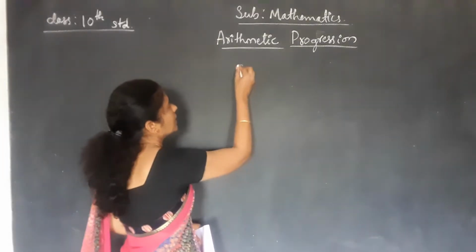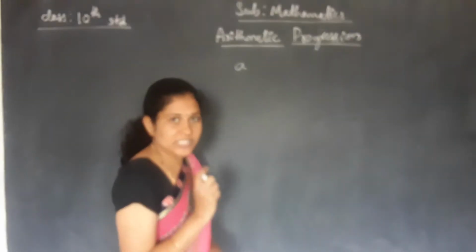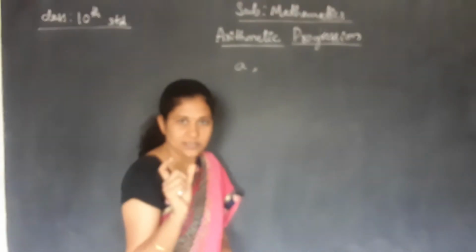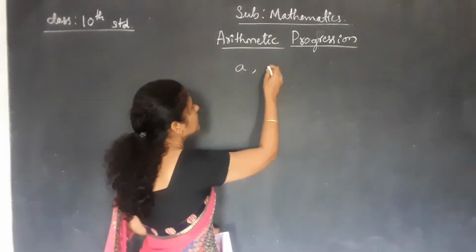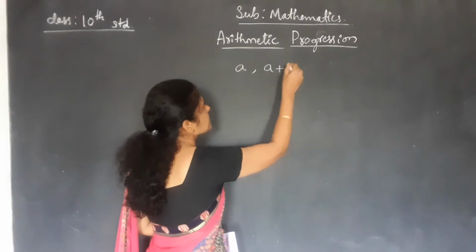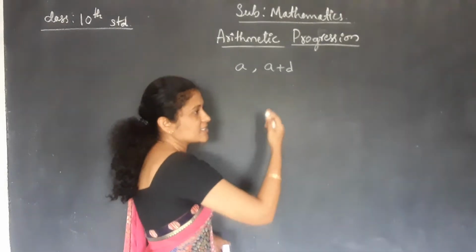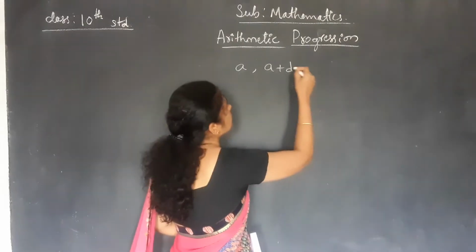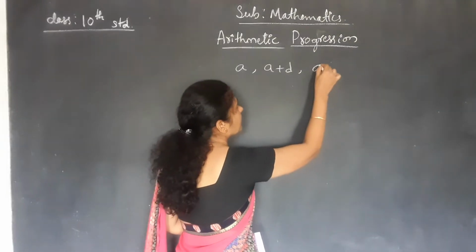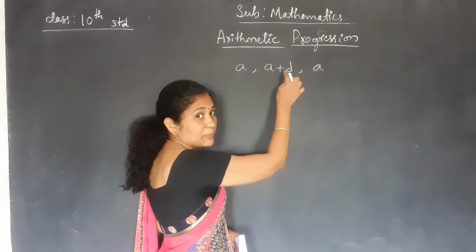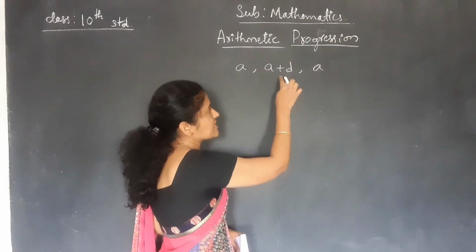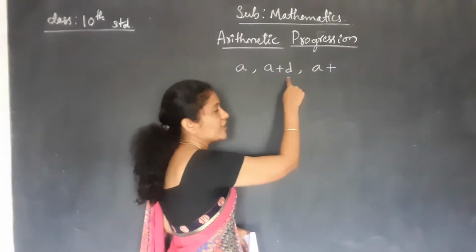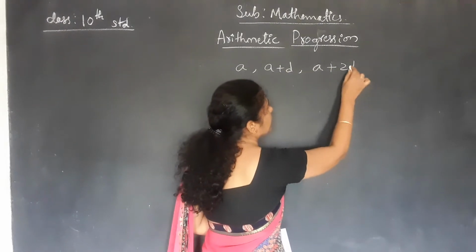If you have the first term as A, and the common difference as D, then the next term will be simply A plus D. The next term you will get by adding that common difference. Next, the third term will be adding D to the previous term, that is A plus, already one time D is there, by adding one more D you will get 2D.